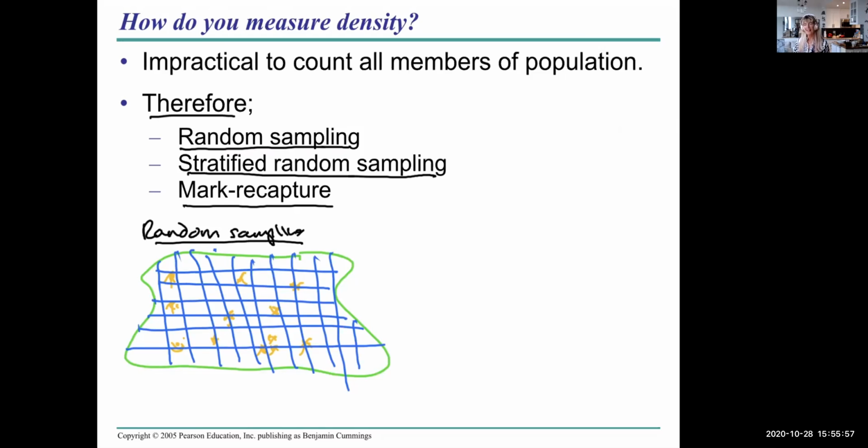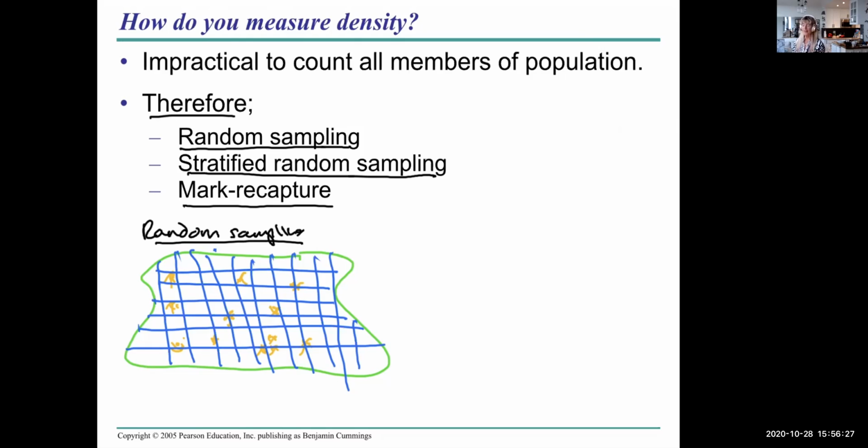And then how are we going to choose what to count? Well, we have to do it completely randomly. And to do that, there are algorithms that you can use in a computer. So you maybe number all of these squares, and then this algorithm will randomly choose numbers for you to go and count.